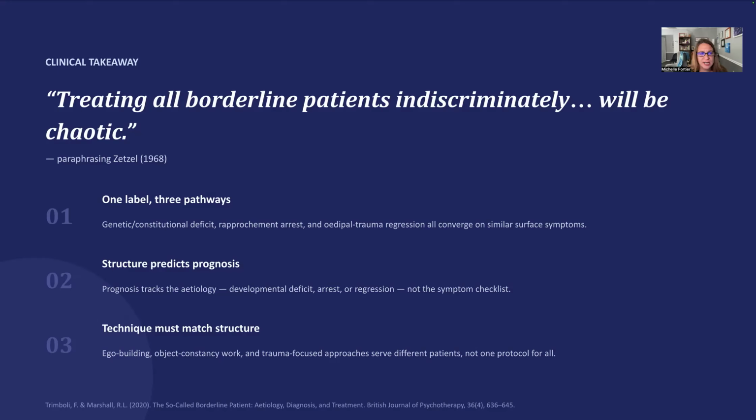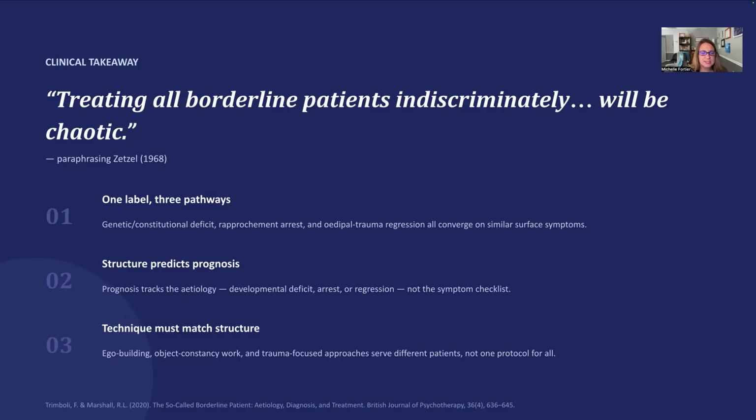We look at the genetic constitutional deficit, the rapprochement arrest, and the Oedipal trauma regression, which all converge on similar surface symptoms. The second is that structure predicts prognosis. Prognosis tracks the etiology, developmental deficit, arrest or regression, not the symptom checklist. So what they're basically saying here is it doesn't matter how many of the symptoms a person checks off. That's not the important part. The important part is where they developed the BPD.